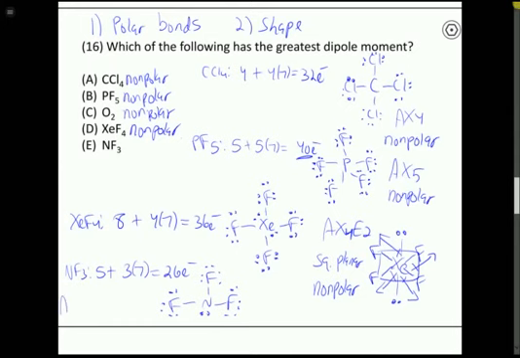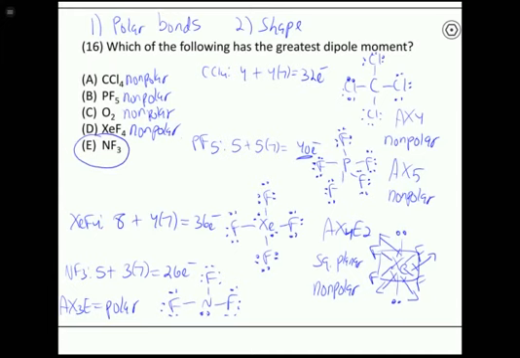That gives us AX3E, and any geometry with one lone pair is going to be polar. So if there's only one lone pair, you have nothing to even think about, and so NF3 is going to be the only polar molecule of these, and that's going to be the one that has the greatest dipole moment.